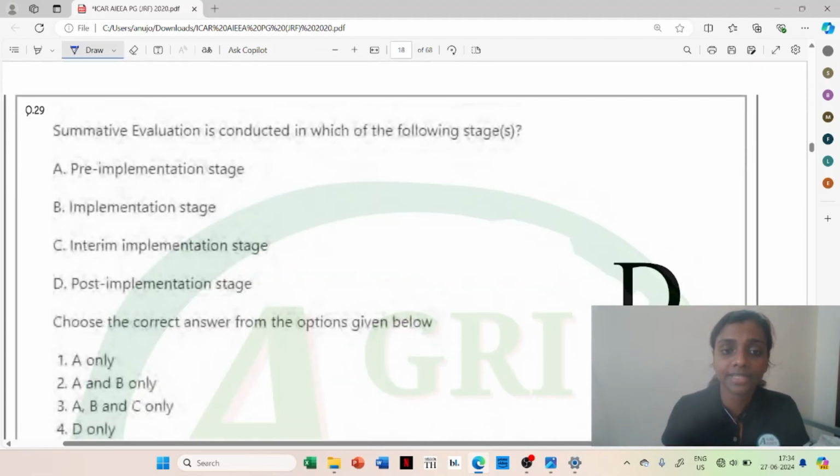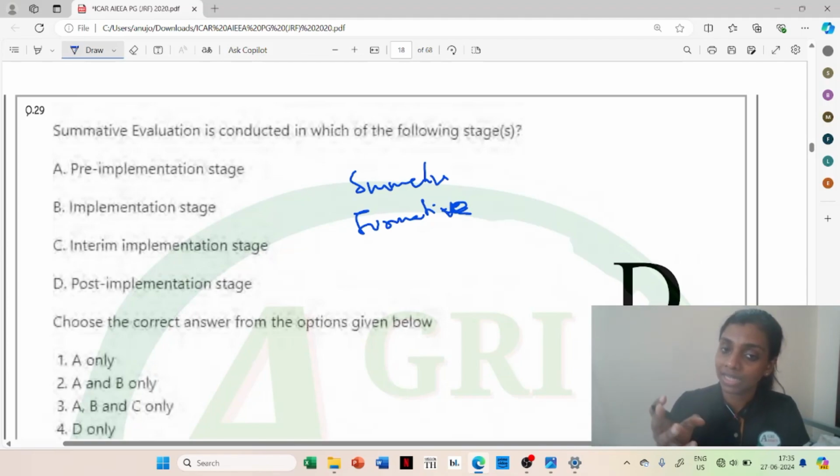Summative evaluation is conducted in which of the following stages? Pre-implementation, implementation, interim implementation, and post-implementation stage. There are two types of evaluation, mainly summative and formative evaluation. Formative evaluation means you will be evaluating the available resources and the consequences before implementing the project. After this formative evaluation, the program will be changed or modified according to its result. In contrast to that, summative evaluation.